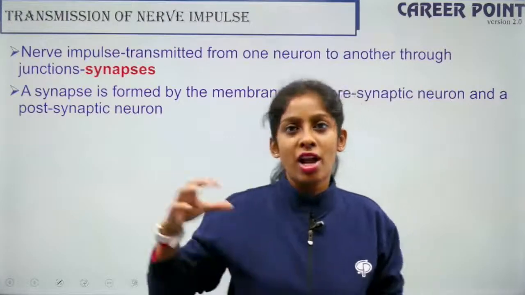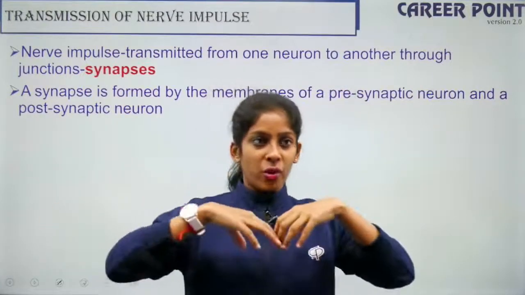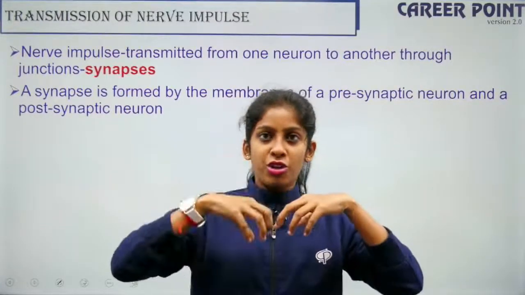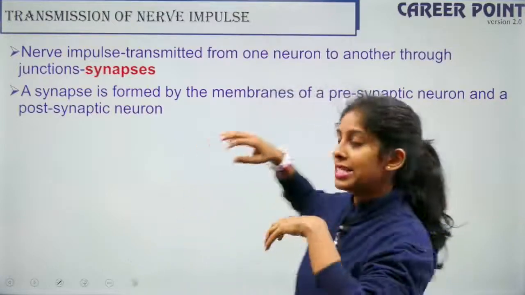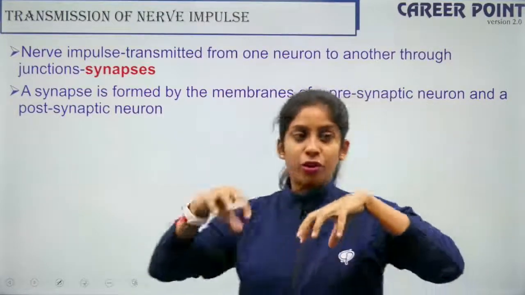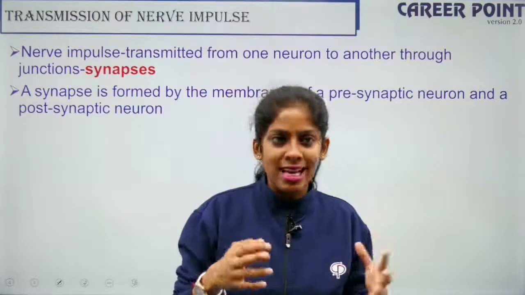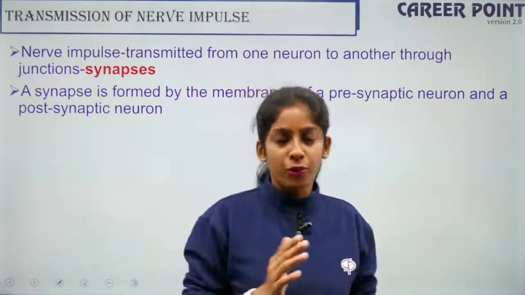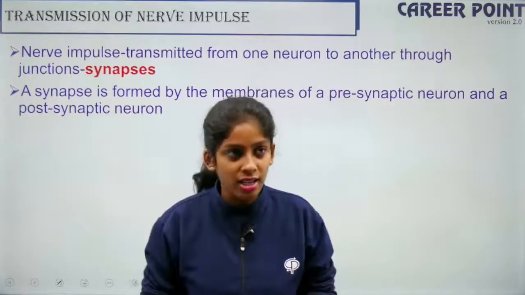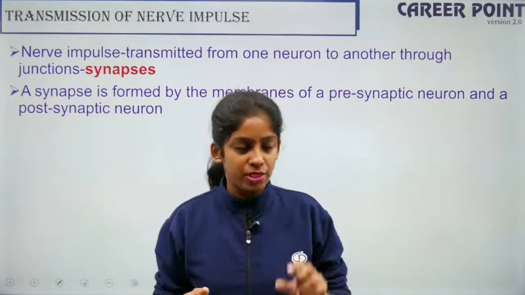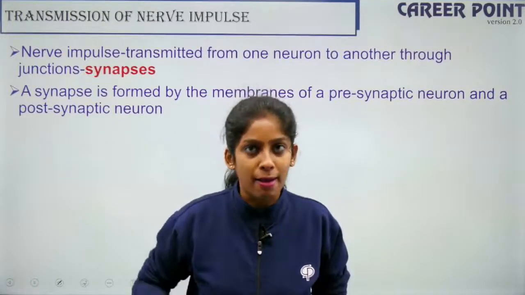So I have one neuron here and the other neuron very close by. So the first neuron, I give this a name, presynaptic neuron, and the second neuron, I call it the postsynaptic neuron. So I name the neurons like this. You can also say neuron 1 and neuron 2, but I'm making it more technical. So I call it presynaptic neuron, and the next one is postsynaptic neuron.